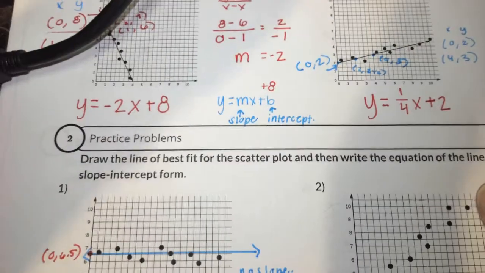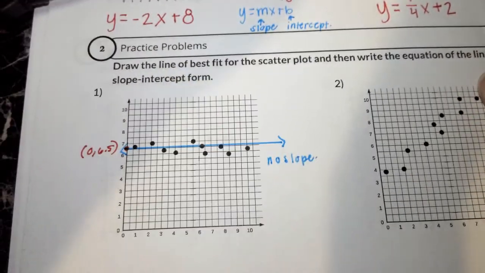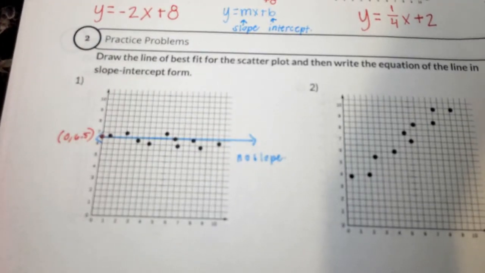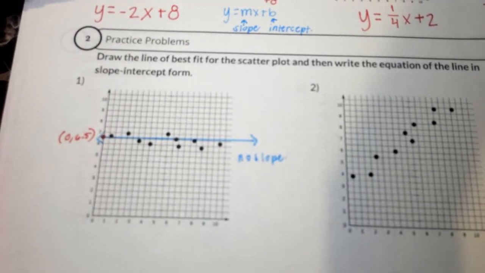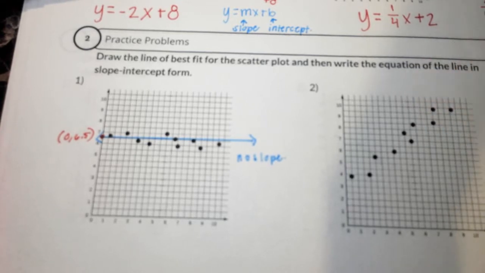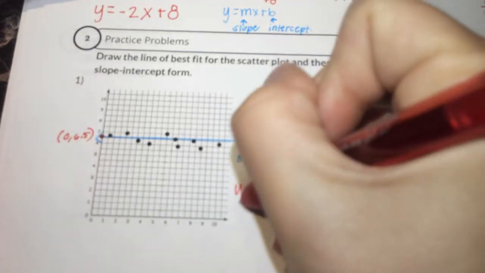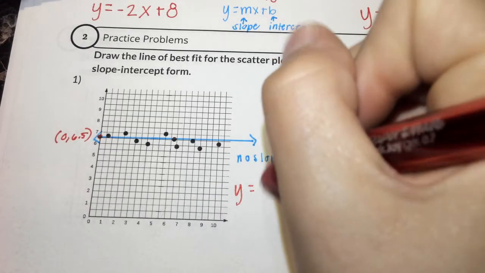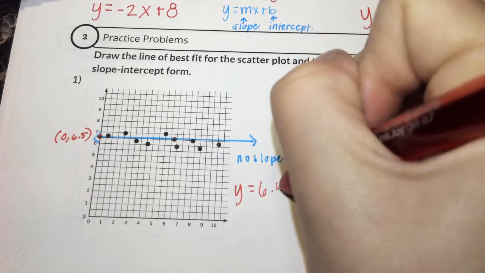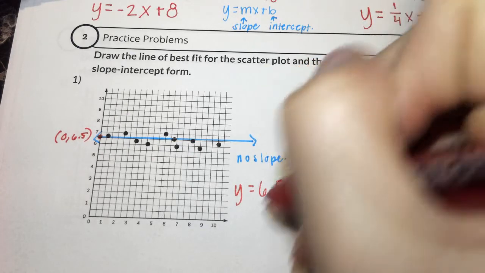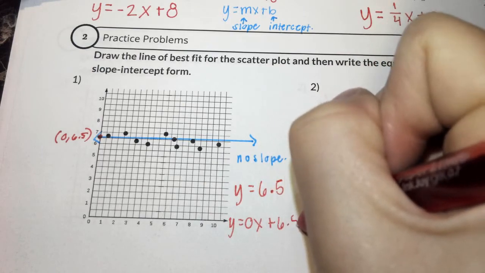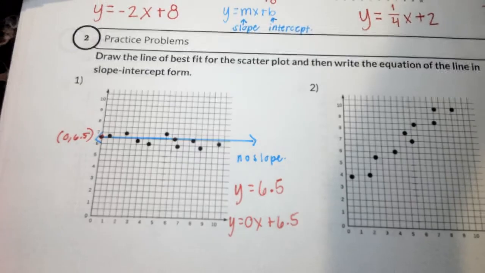If it's at (0, 6.5), my equation of my line would be y equals 0x, which would not be there, plus b, so it would be y equals 6.5. There's no x. You could have y equals 0x plus 6.5, that's fine too. They are the same exact equation.